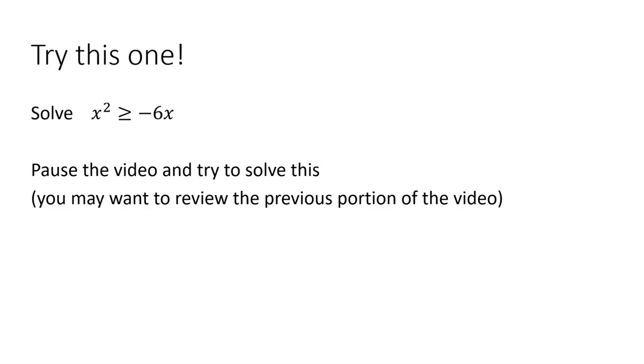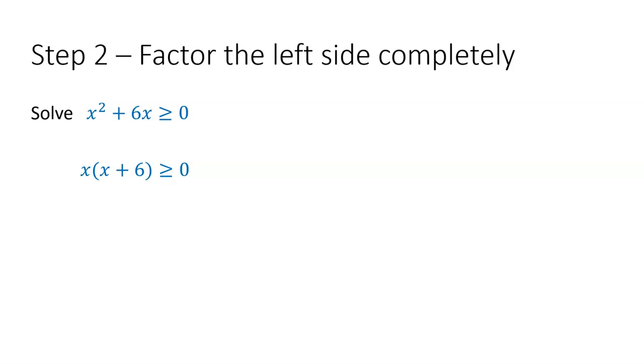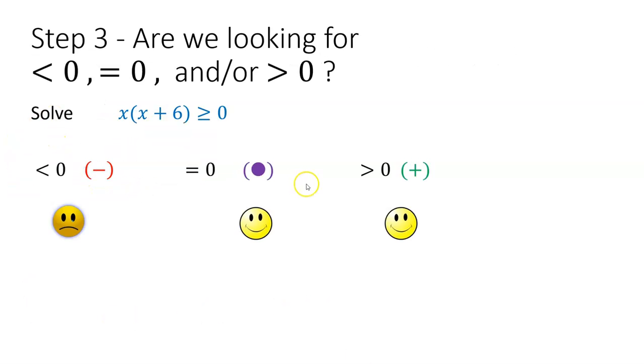Now that you've tried this, let's quickly go over how to solve. Step 1 is to get all the non-zero terms on the left and 0 on the right. So we have to add 6x to both sides. Next, factor the left side completely. We always check for the greatest common factor first, and that's x. So we have two factors, x and x plus 6.